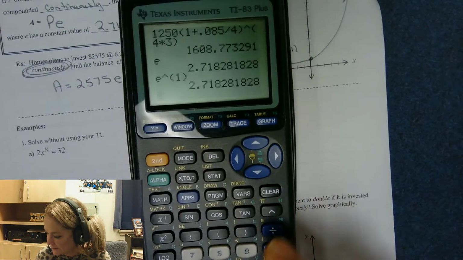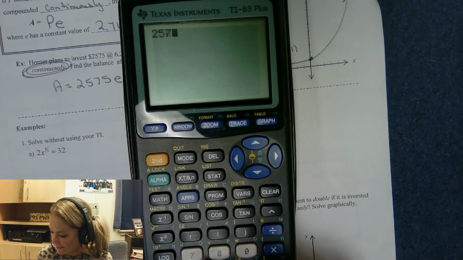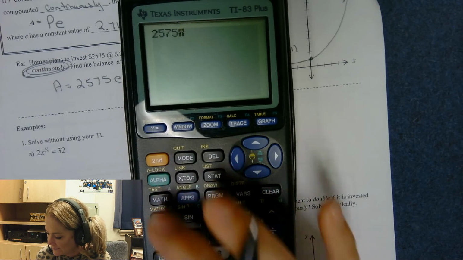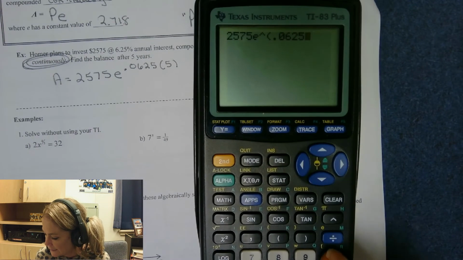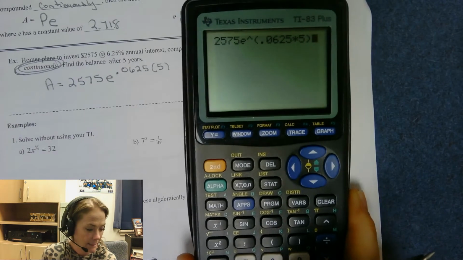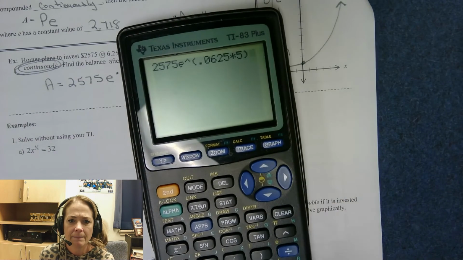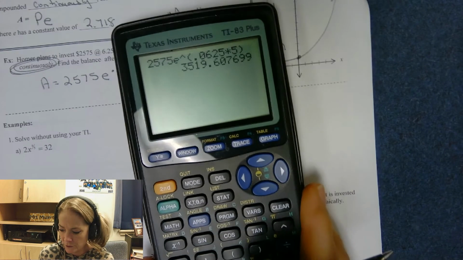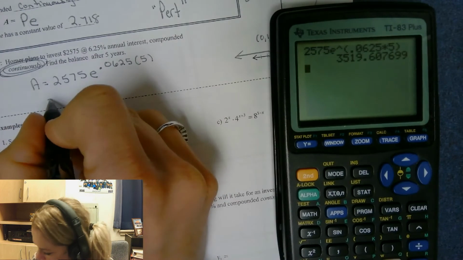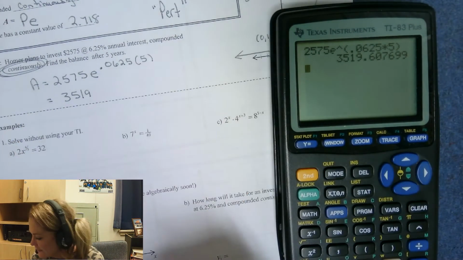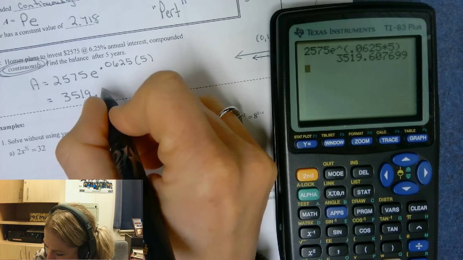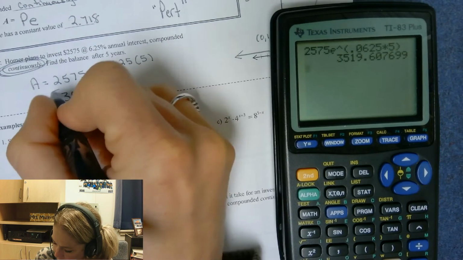All right, so this is just, let's clear that out. 2575. We're going to go second E, raise that to the 0.0625 times 5 in the parentheses there. So can you see that? And there you are. Mr. Homer got his 3,509.60. There you go.